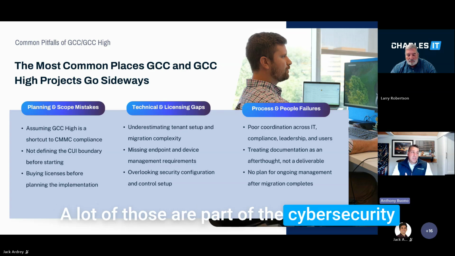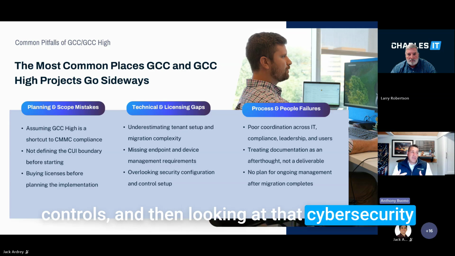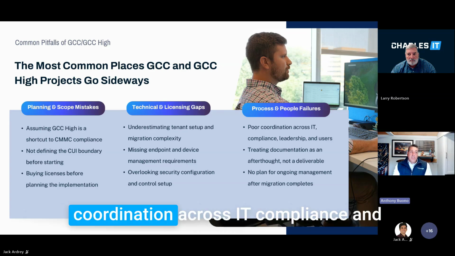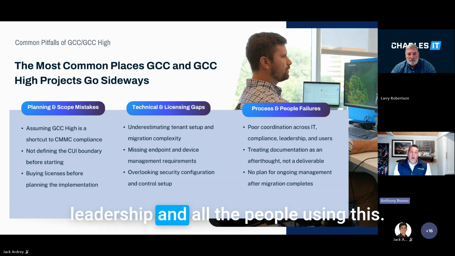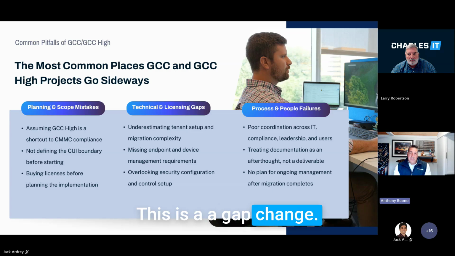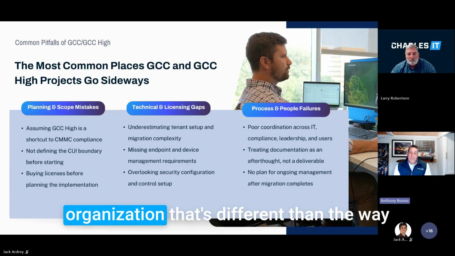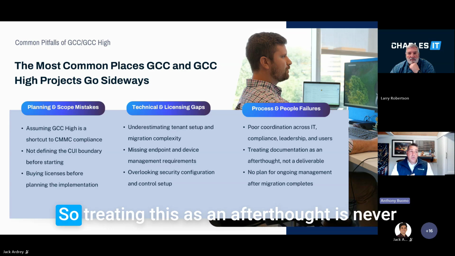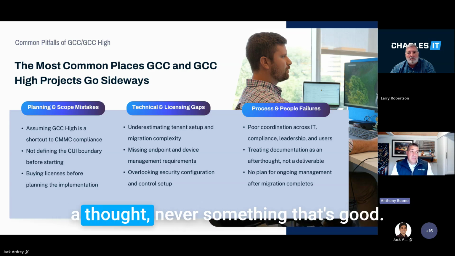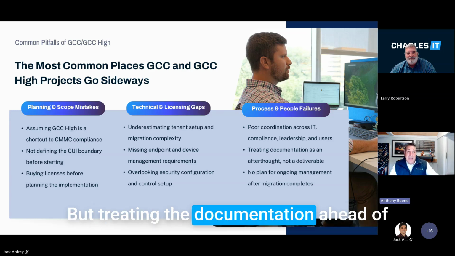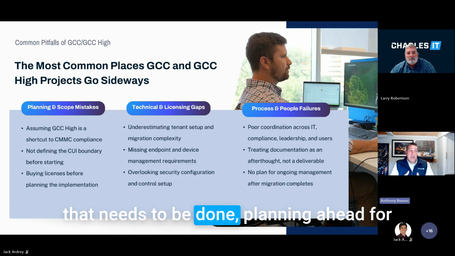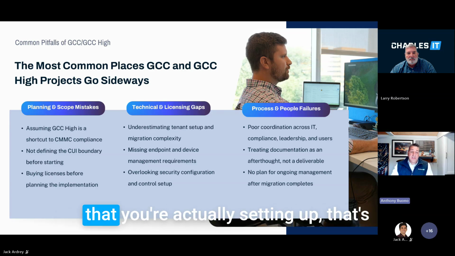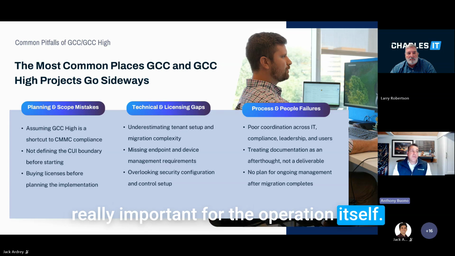A lot of those are part of the cybersecurity controls, and then looking at that cybersecurity configuration and those controls across the board. And then the other thing is really coordination across IT, compliance, and leadership and all of the people using this. This is a gap change. This is something that happens within an organization that's different than the way they handle their business premium license in a normal commercial environment. So treating this as an afterthought is never a good thing, but treating the documentation ahead of time, understanding the security functionality that needs to be done, and planning ahead for migrations or management of the systems that you're actually setting up, that's really important for the operation itself.